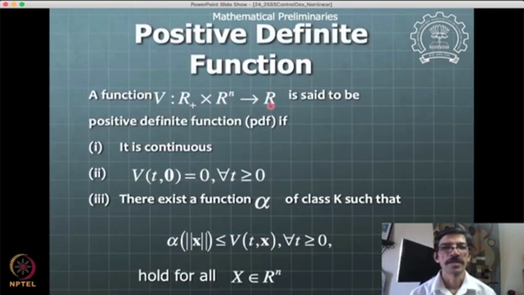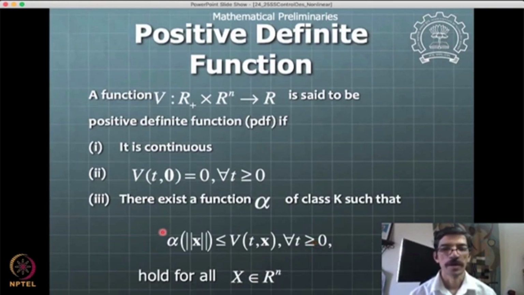Okay, so again the same thing: the function is said to be PDF if it is continuous, same condition as before. Then V is equal to 0 for all t when x is 0, this Rn vector which we are having it as a function of. And then there exists a function alpha of class K such that this function is bounded from below by this function alpha of class K for all of Rn space. Okay, and for all t greater than 0, of course, which was there already for the LPDF case.